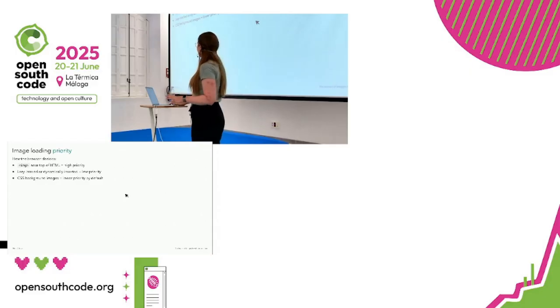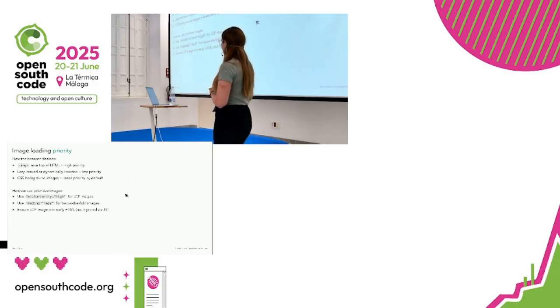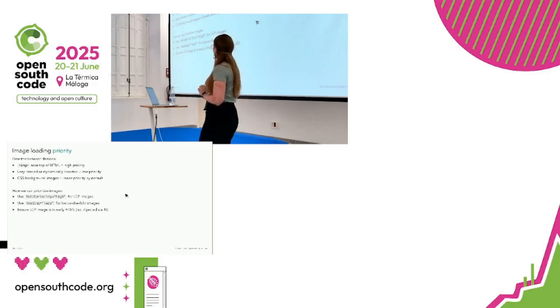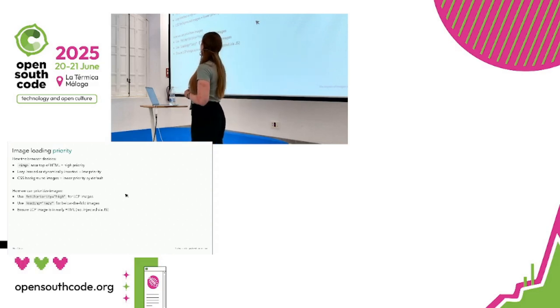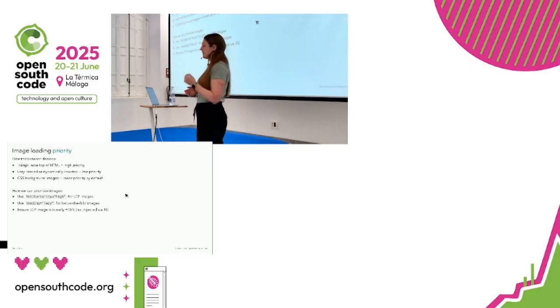So this is what the browser does by default, but we can also tell the browser what we need, right? For that, we can use fetchpriority high in our image tag. And this is very recommended to use on the LCP images. Remember that LCP stands for Largest Contentful Paint, and those are the images that are going to be in the first view that the user sees when the page loads.